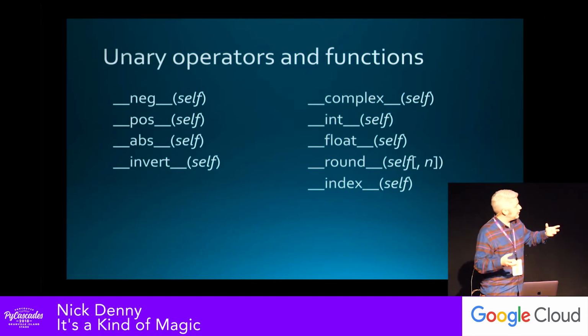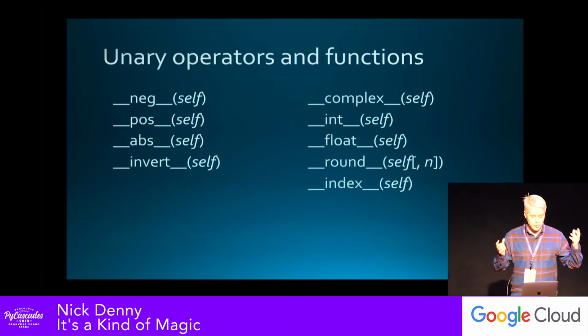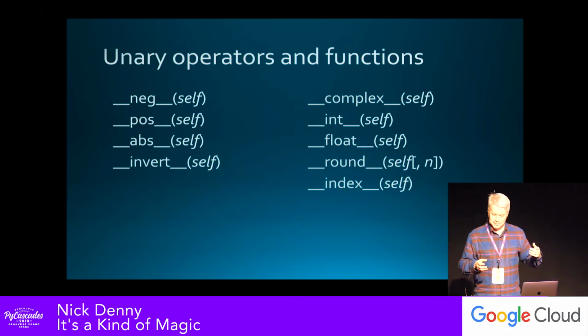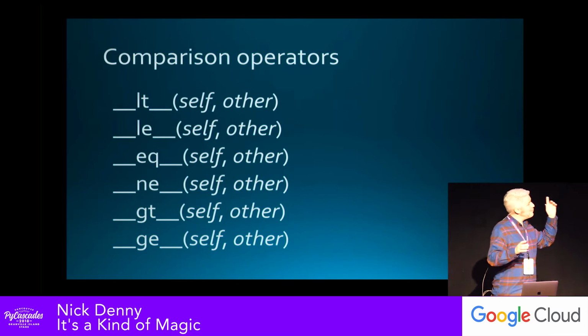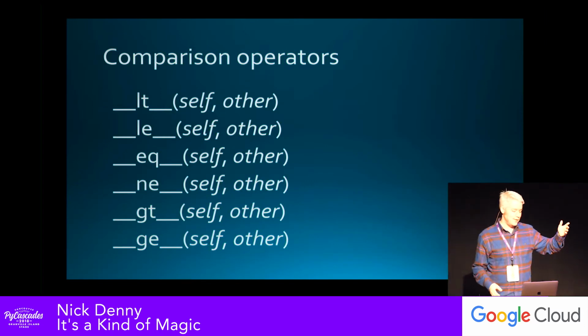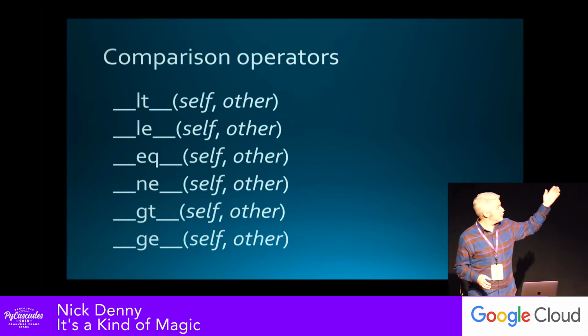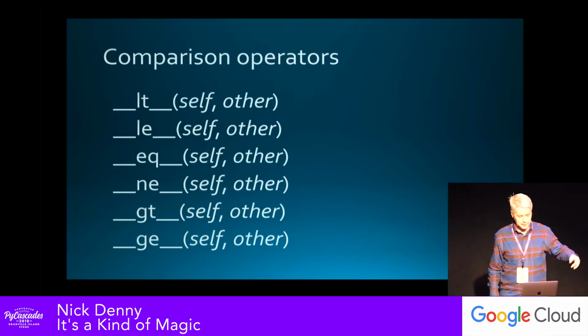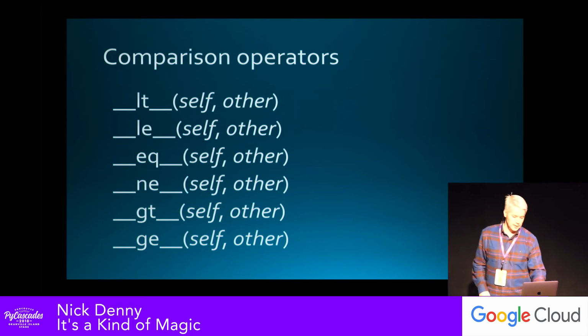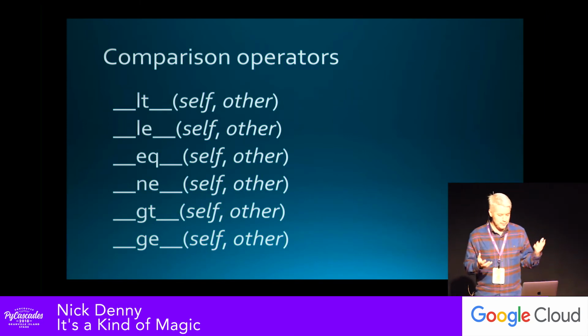And then there are mathematical unary operators. So these are things you do to yourself. Phrasing. And the comparison operators. So dunder LT is less than, so you can call less than. LE is less than or equal to, and so on. I think you're getting the idea, right? Magic methods.